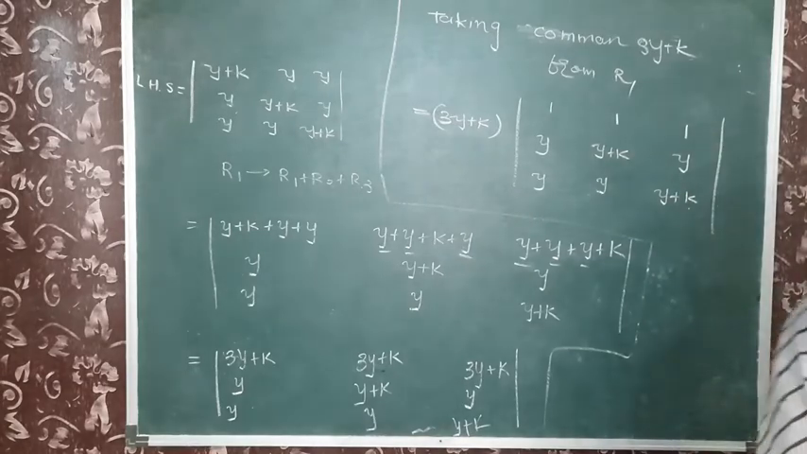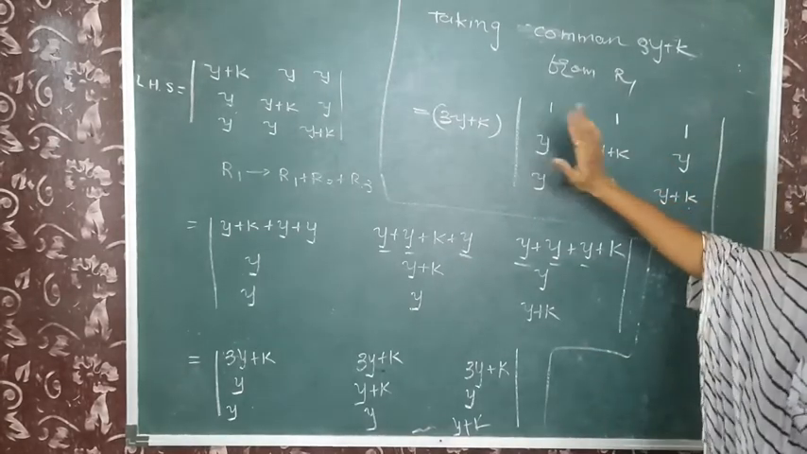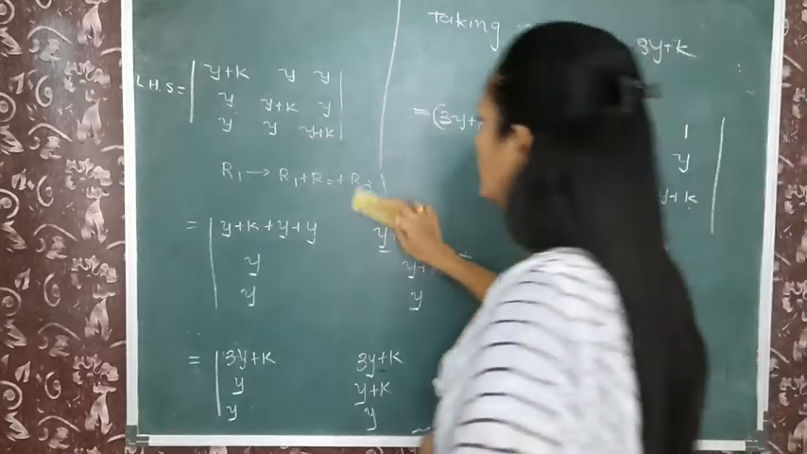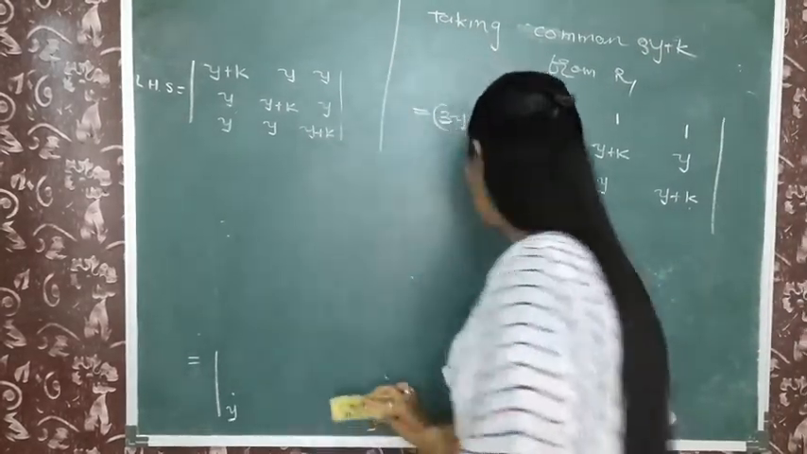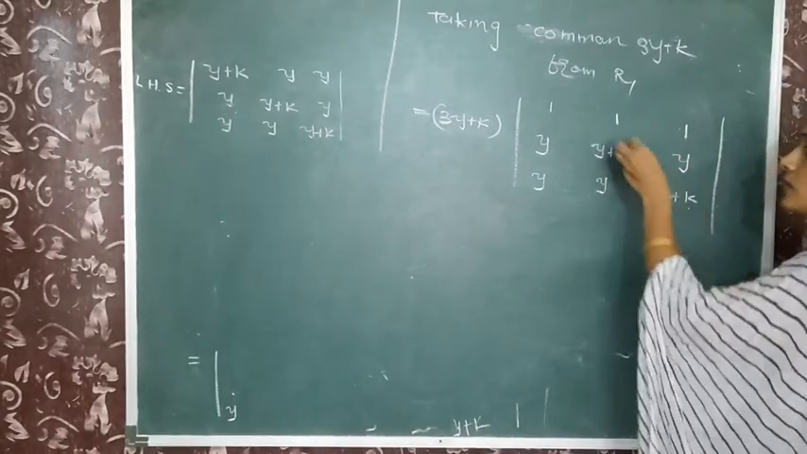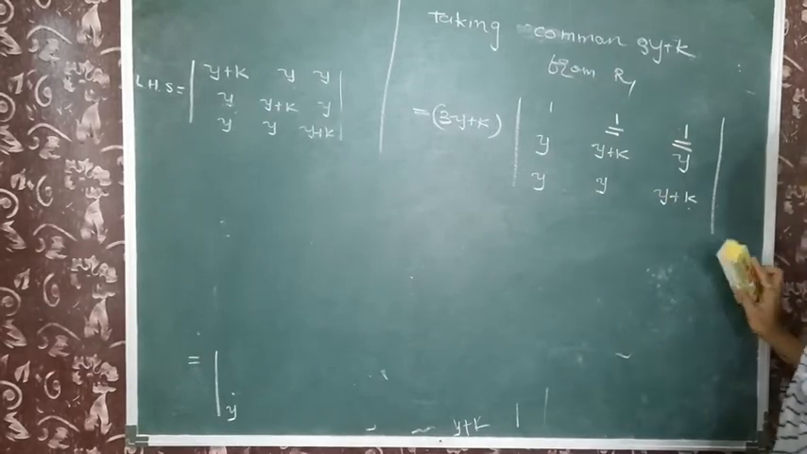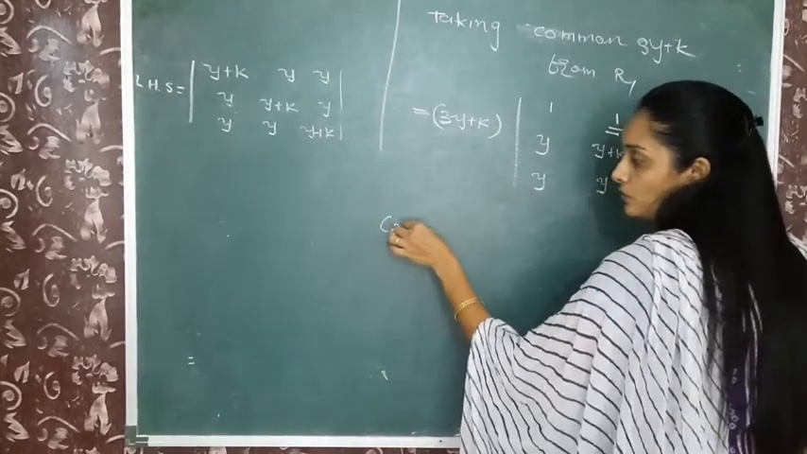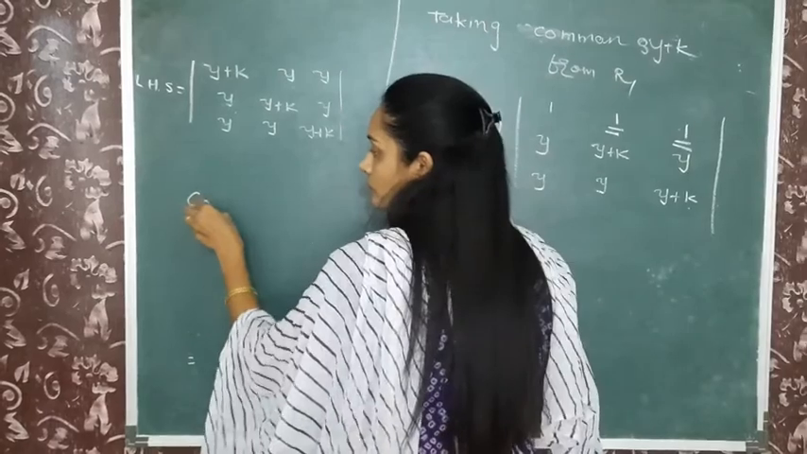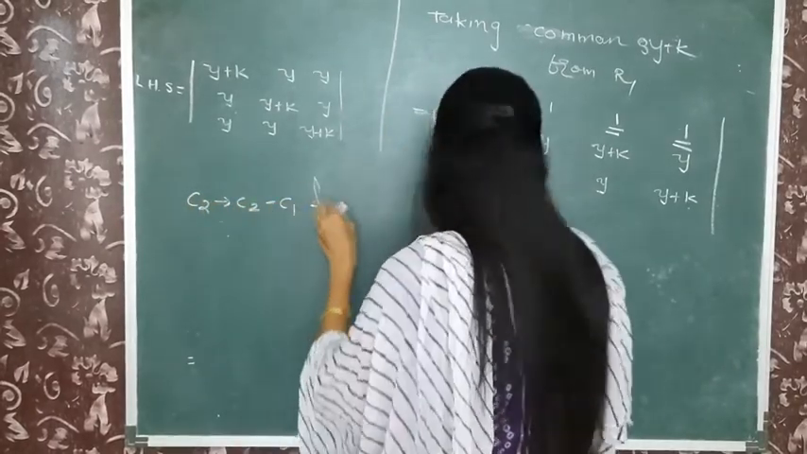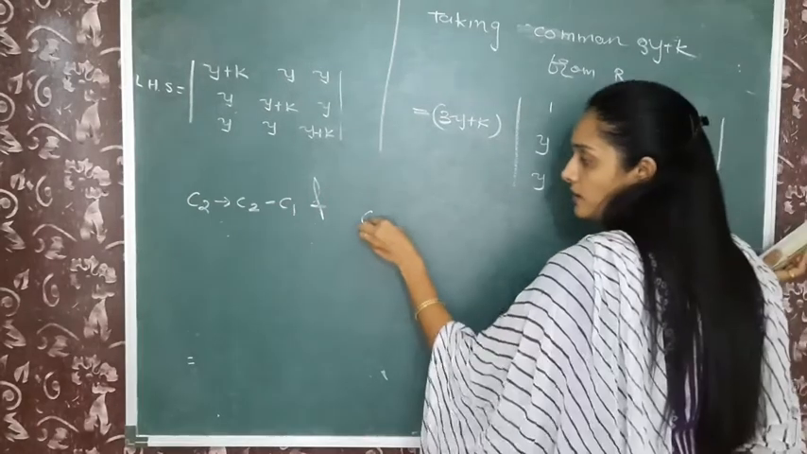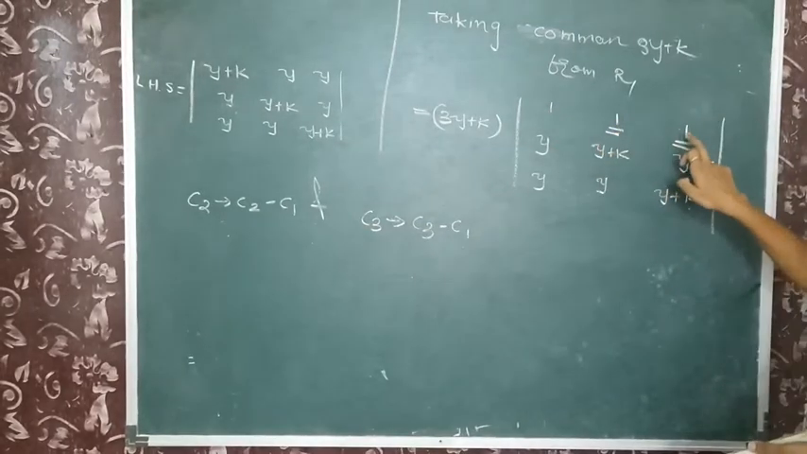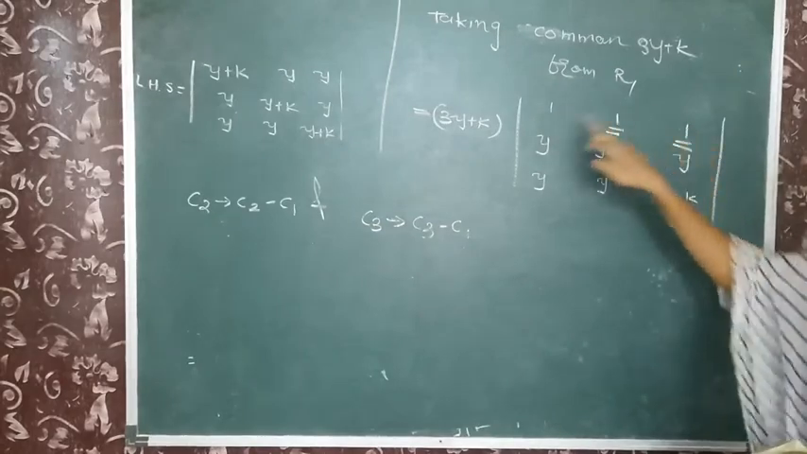Okay. Now as you know, when we have three elements 1, 1, 1 in first row then we can always try to take 0 in second column and third column. For this we do C2 transfer to C2 minus C1, and here also we want 0, so C3 transfer to C3 minus C1. So here 1 minus 1, 0. And here also C3 minus C1, so 1 minus 1, so 0.